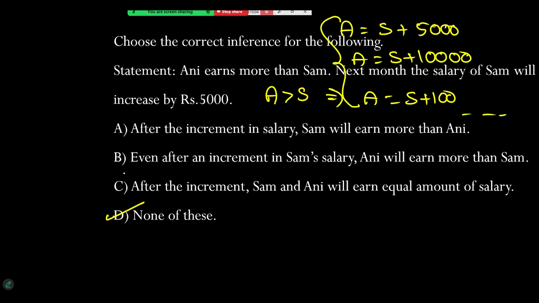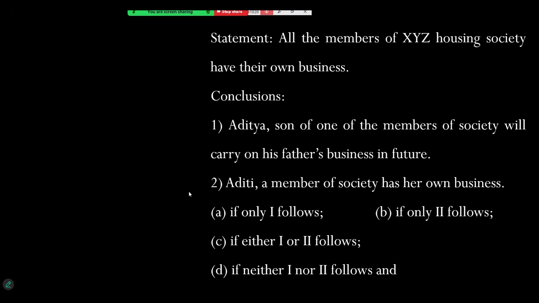Right? But after the increment, Sham is more than Ani. After increment, both are equal. Even after increment, Ani is more. That we cannot decide, because how much more Ani is than Sham is not given. That's why the answer is None here. Good. Now, what about this question?